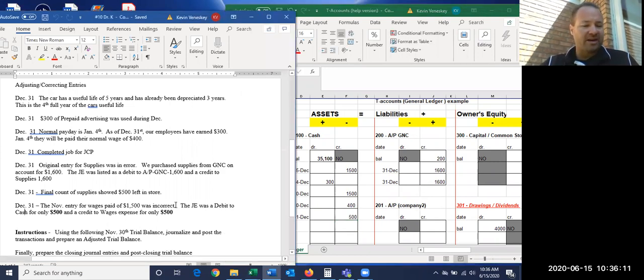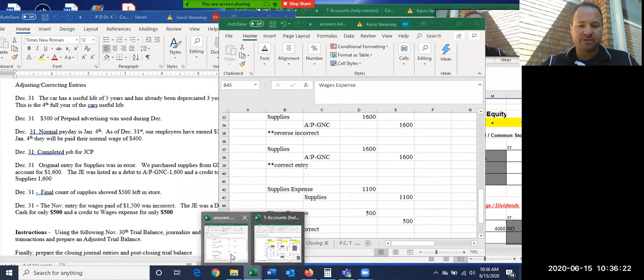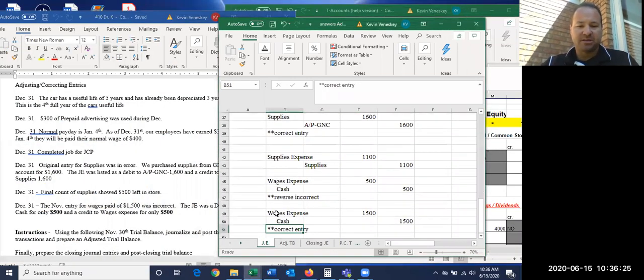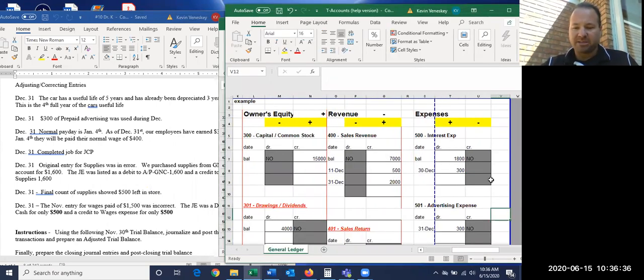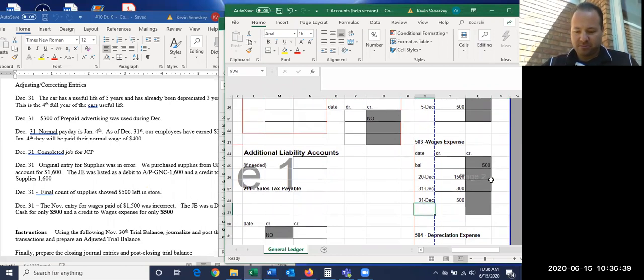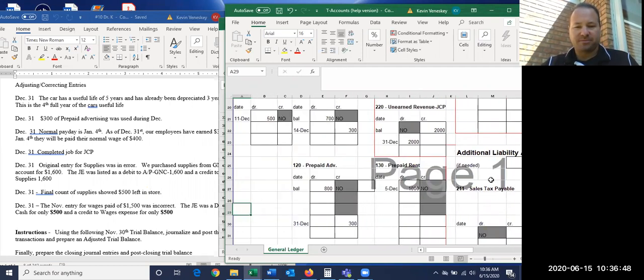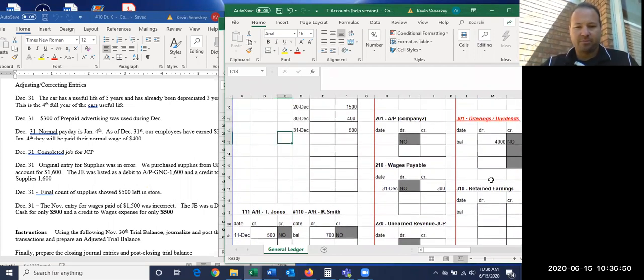And then we need to do the correct entry. What should the entry have been to show that wages were paid of $1,500 for work done? So the entry should have simply been debit wage expense for $1,500 and credit our cash. So let's put that in. Debit our wage expense for $1,500. Credit the cash. $1,500.